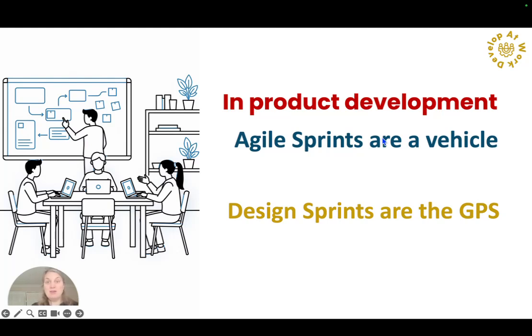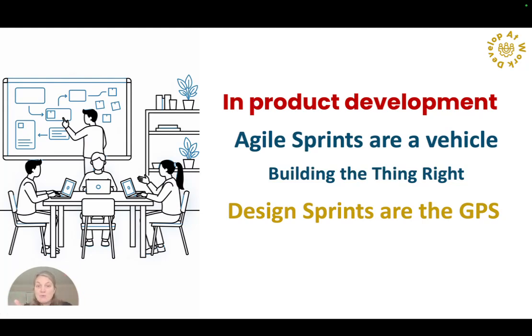So in product development, we have Agile sprints, which are the vehicle to deliver a product to the users, and design sprints, which are the GPS. Effectively, what will happen when you combine Agile sprints with design sprints is that with Agile sprints, you will build the thing right, and with design sprints, you will build the right thing. So normally the process starts with you deciding what is the thing that you have to build, because it's the thing that the users want, that the users will be willing to adopt. And then with Agile sprints, you will be able to deliver that thing right, so that the value that is received by the customers is exactly what they expected when you combine these two methodologies together.